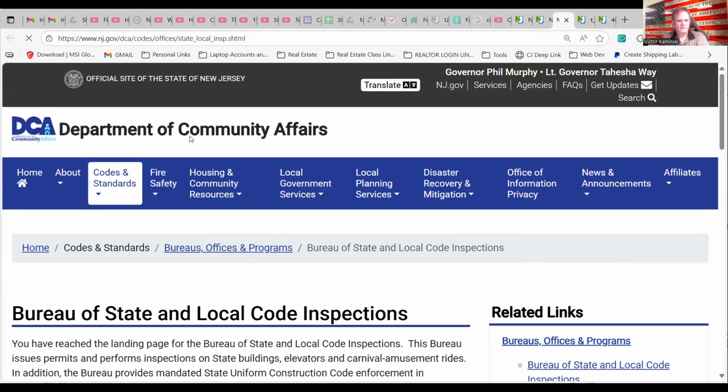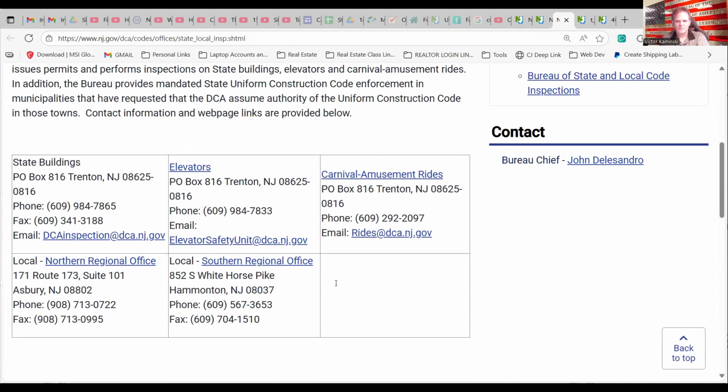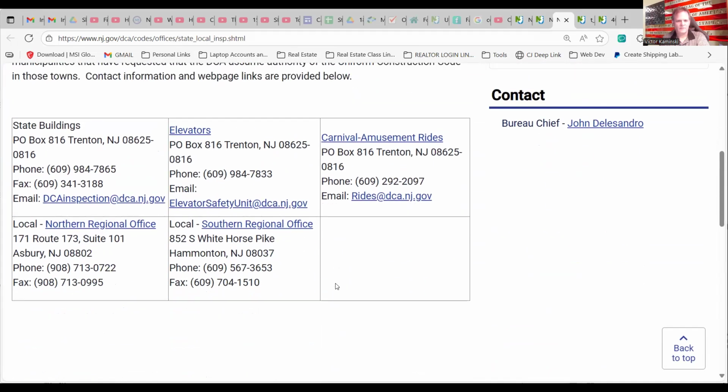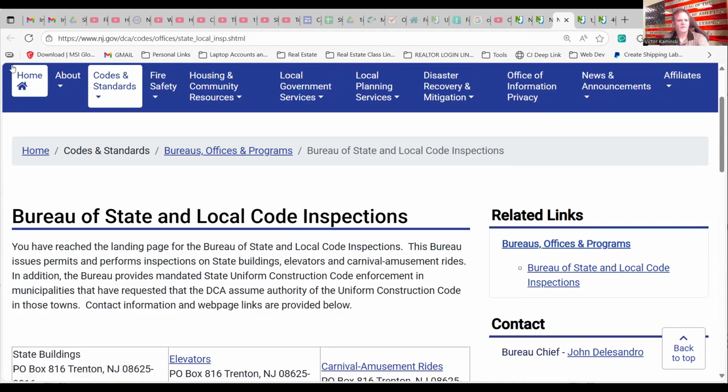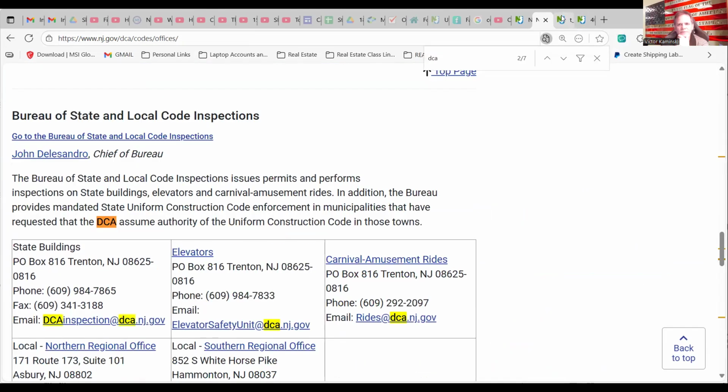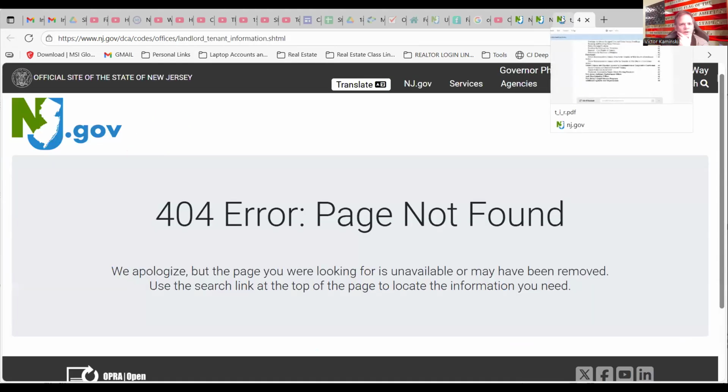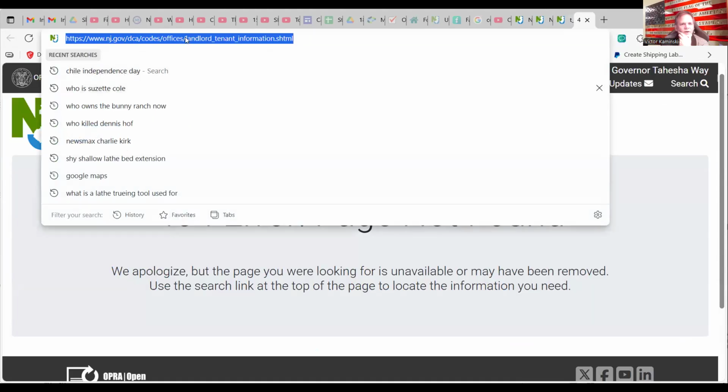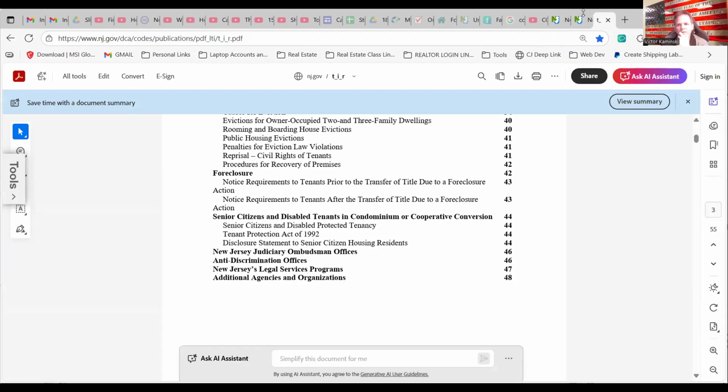Maybe it's here. DCA service portal. No, that's not it. Man, they always manage to screw things up. All right, I found State of New Jersey Department of Community Affairs. That's the one, DCA service portal.